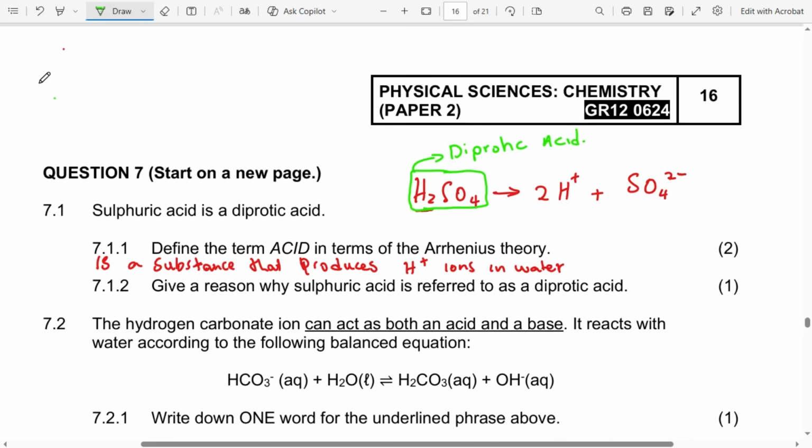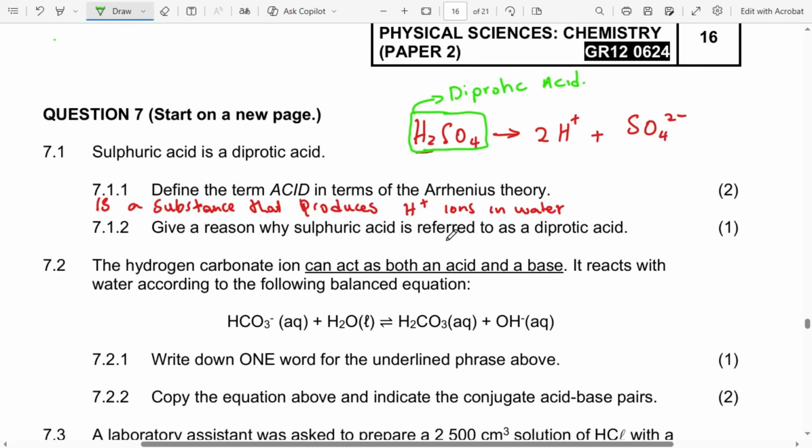A substance that can donate 2 protons, not 2 or more, diprotic means just 2 per molecule. So it can donate or release 2 hydrogen ions per molecule. Let's go to the give a reason why. Oh, let me quickly write the reason down.